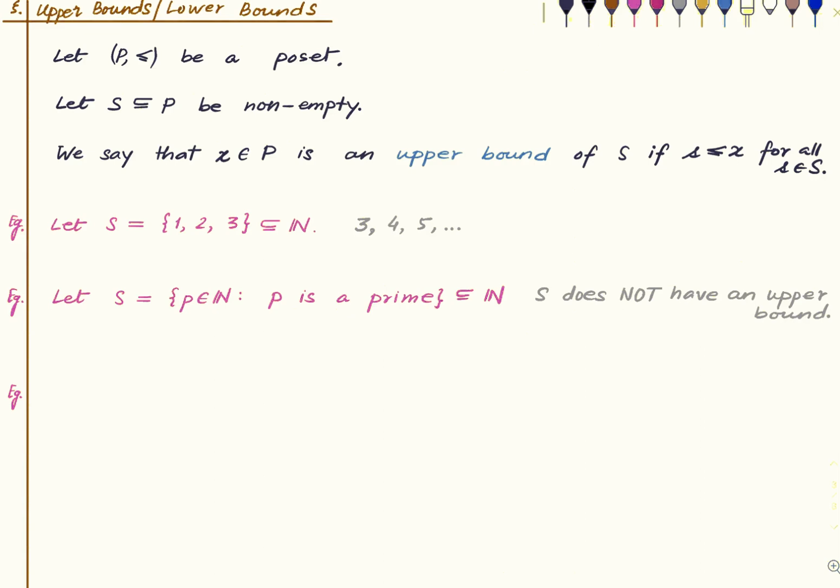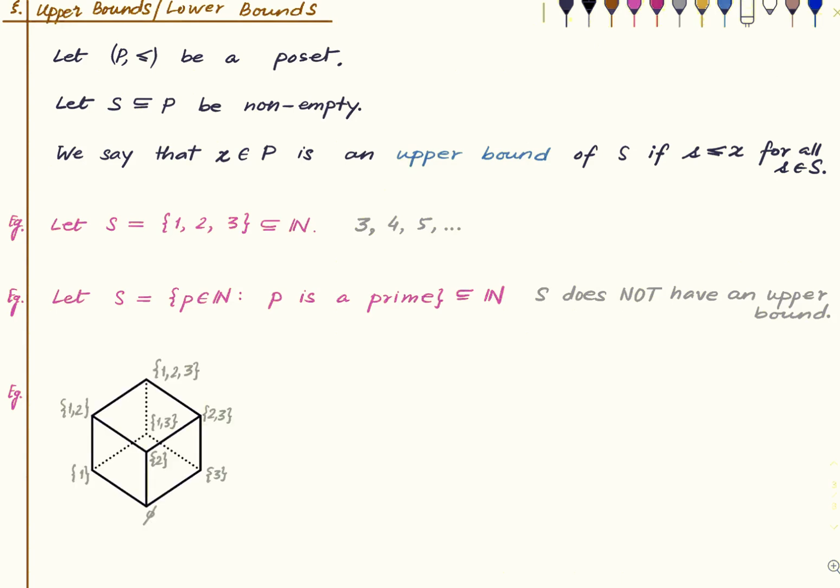It is important to mention the poset we are working with. So the set S does not have an upper bound in the natural numbers. This shows that upper bounds may not always exist. Okay.